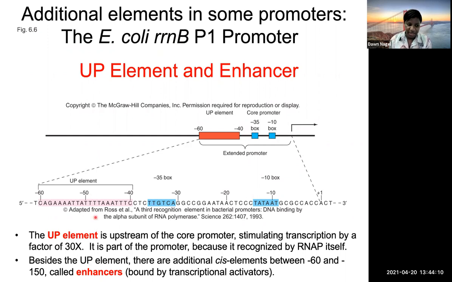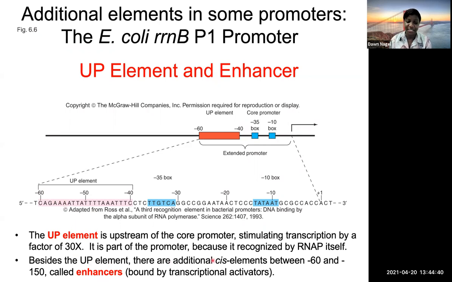And in that promoter, you have this UP element, which is upstream of the -35, usually -40 to -60 upstream of the transcription start site. It helps to stimulate transcription by 30 times, like 30x. So it really increases transcription significantly. And it is part of the promoter because it's recognized by RNA polymerase, okay?